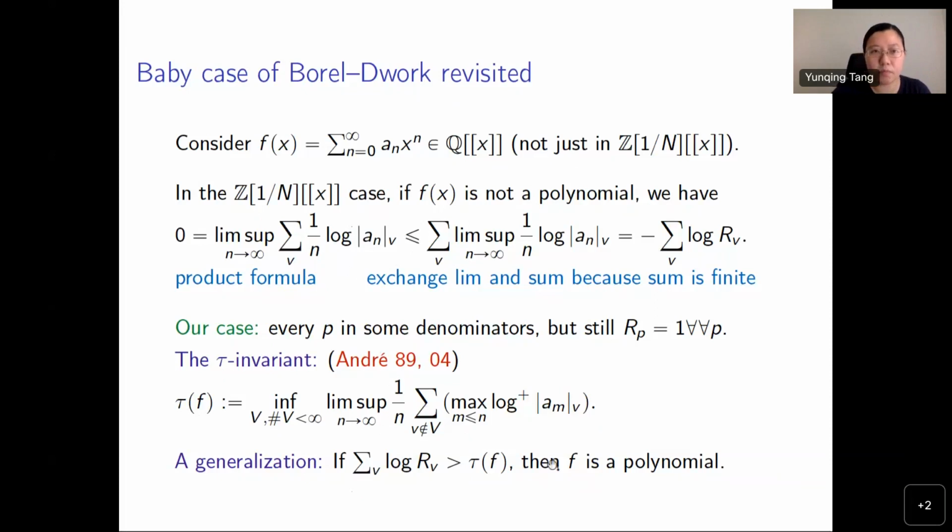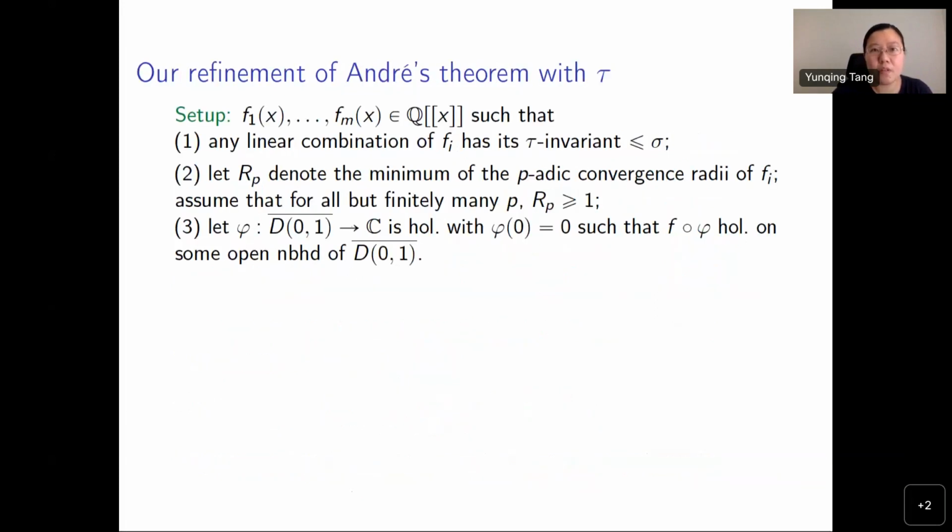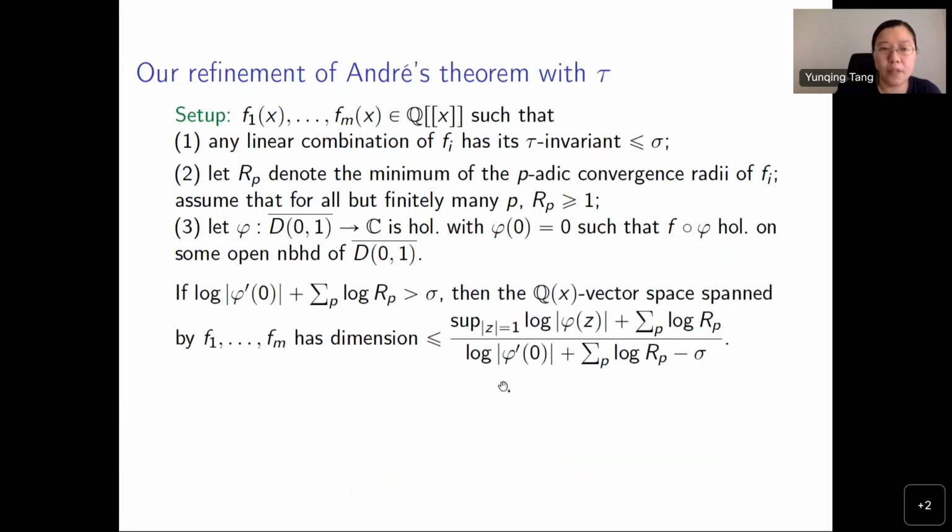it is a polynomial. So the generalization of Andre's theorem is that now we have linear combinations with tau invariant smaller than sigma. In the previous case, sigma is 0. And then we have some periodic convergence radius. We also have a function such that when we pull back, it's holomorphic. And then, instead of previously saying that the log of the derivative plus the radius is greater than 0, now it's greater than sigma. And then the Q vector space spanned by these functions is given by this formula.